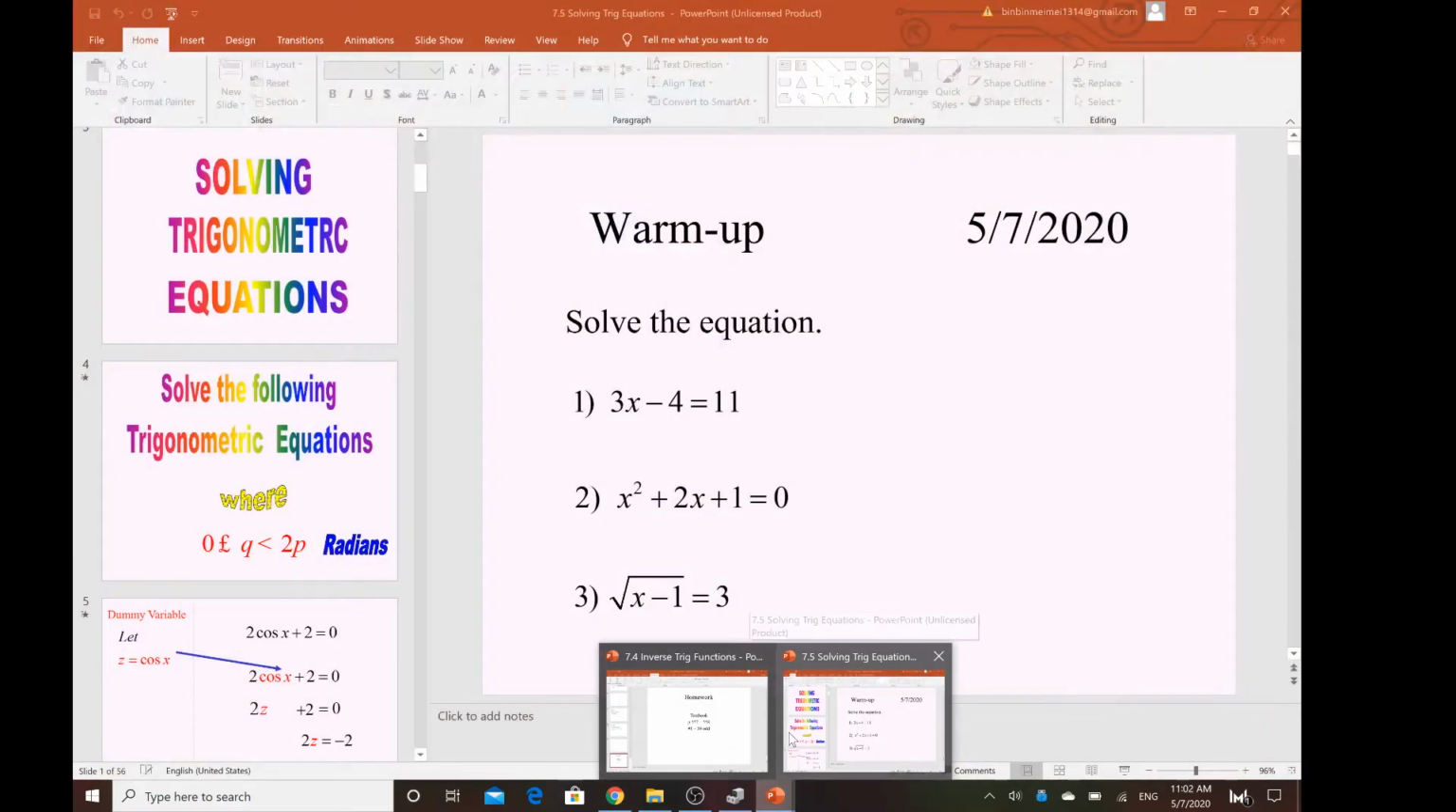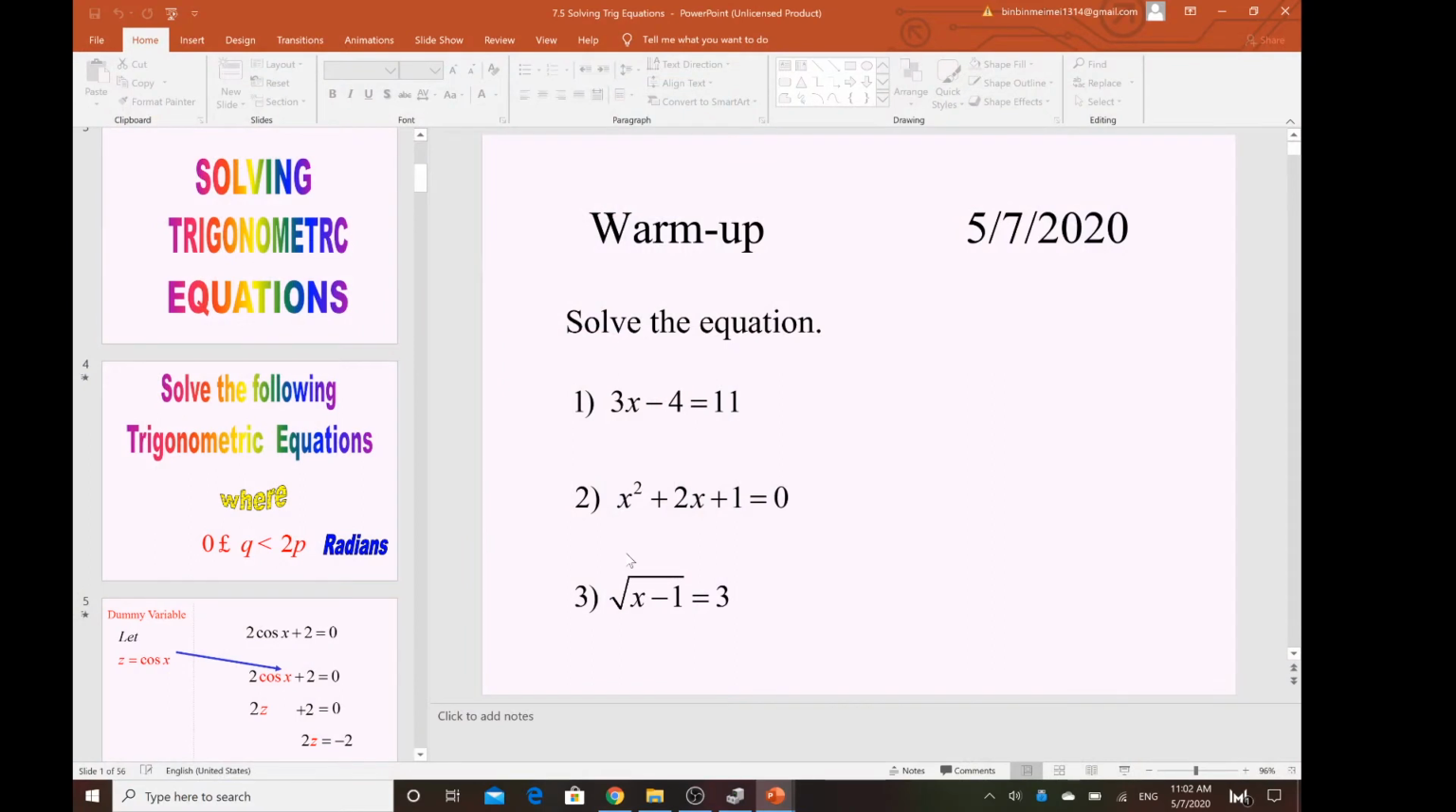Okay, so here's the one, 7.5. Here are some of the warm-up problems you guys can try. We're solving equations: linear, quadratic, radical. Linear means only one solution. Quadratic, the highest power is 2, so we're going to come up with two solutions, either 2 real, or 2 imaginary, or 1 real but a duplicated solution. And number 3 is a radical, so we're going to end up with one solution for that one.